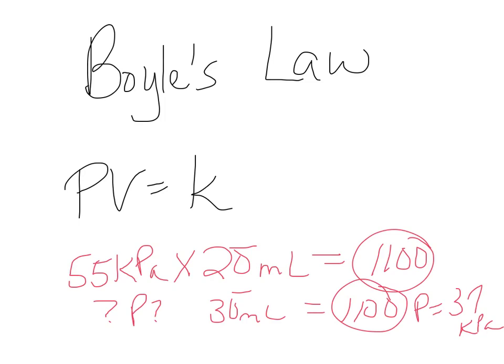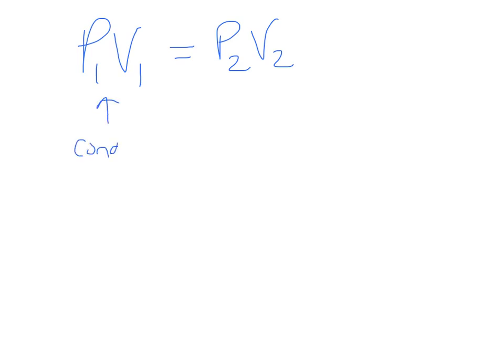Now you'll notice we can rewrite Boyle's Law in a more simplified view, and this is often used when you're changing conditions in experimentation. Since the K's are equal, another way you could write Boyle's Law is P1V1 equals P2V2. This is condition 1, and the second set would be condition 2.